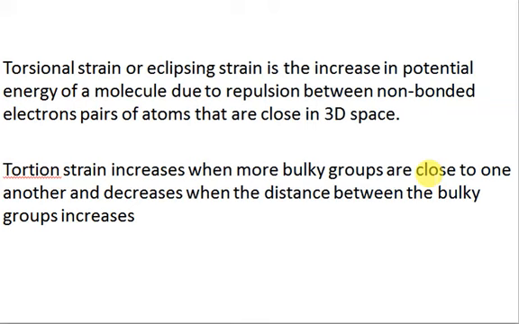So whatever the type of strain, always remember that strain is caused when the atoms come closer, whether the reason is a decreased angle, a bulky group, or the rotation of the bond. Whenever there is strain, that means the atoms have come closer than is required or allowed, and because of the closeness, the potential energy increases. Because of the increase in potential energy, the system becomes unstable, and because of this instability, the reactivity increases.